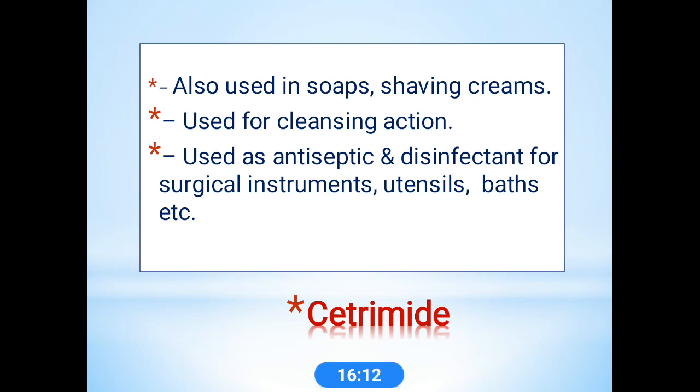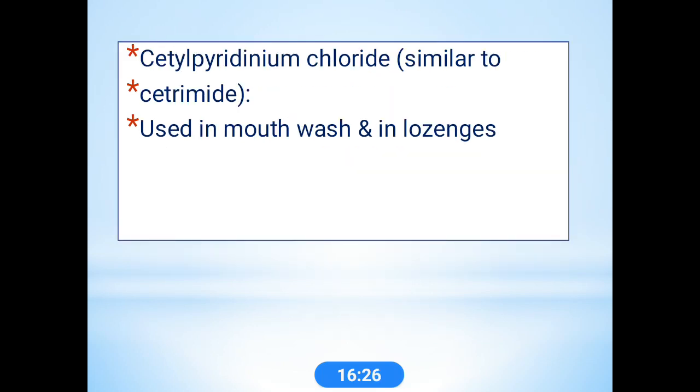Citramide is also used as a cleansing agent and is a good antiseptic and disinfectant for surgical instruments, utensils, and baths. It is also used in soaps and shaving creams. Cetylpyridinium chloride is similar to citramide, and is usually seen in mouthwashes and lozenges.